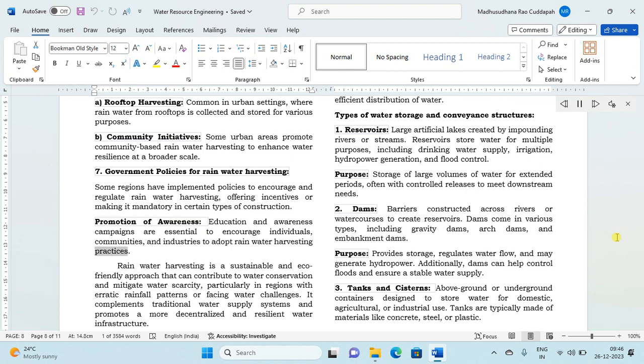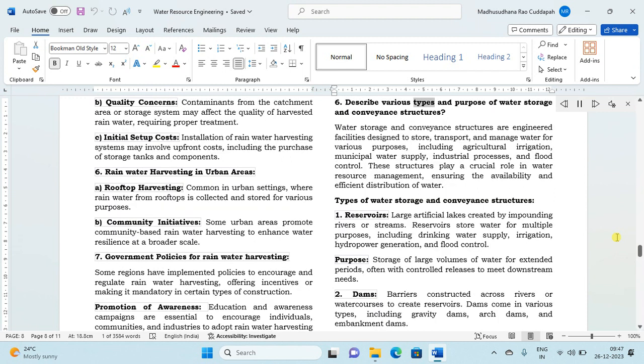harvesting practices. Rainwater harvesting is a sustainable and eco-friendly approach that can contribute to water conservation and mitigate water scarcity, particularly in regions with erratic rainfall patterns or facing water challenges. It complements traditional water supply systems and promotes a more decentralized and resilient water infrastructure.